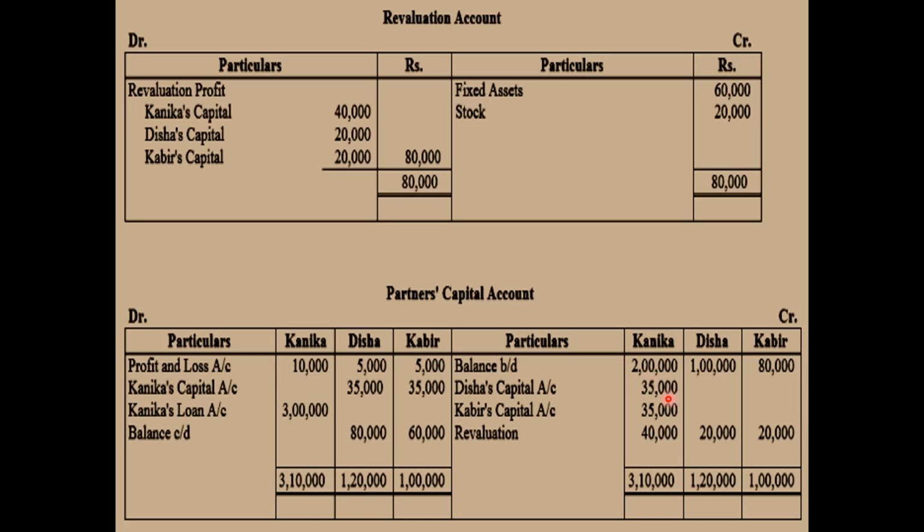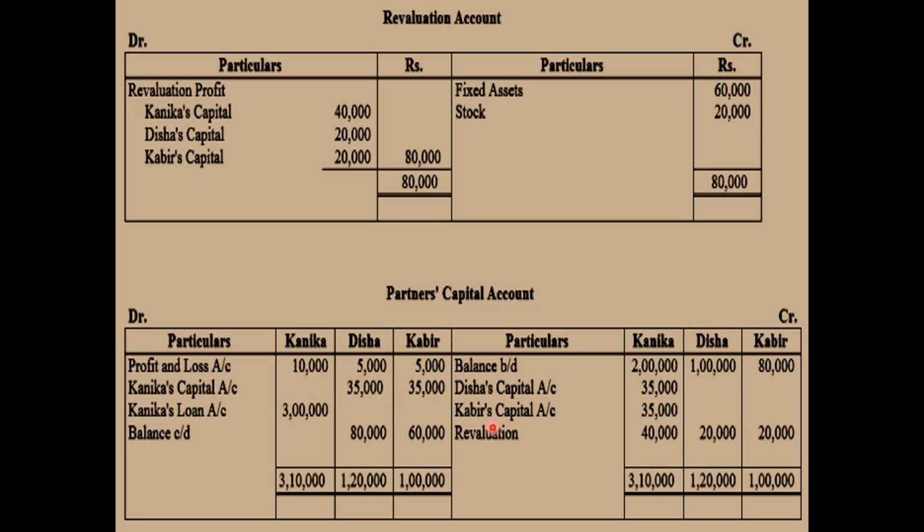This is related to the goodwill. The journal entry is there: remaining partners to retiring partner, or gaining partners to sacrificing partner. The partner who retired generally sacrifices his or her share to the remaining partners. So Kanika is a retiring partner, and Kanika's share is sacrificed to Diksha and Kabir. So here the journal entry: remaining partners, that is Diksha and Kabir's capital accounts debit, to Kanika's capital, the value of goodwill, that is 35,000.